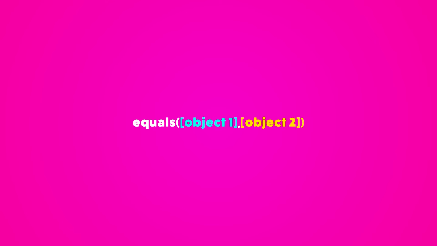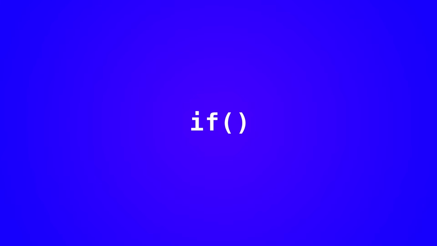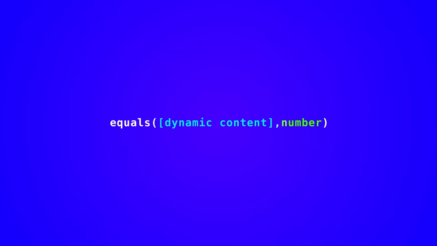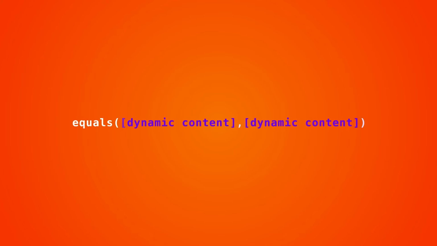The equals function compares two values and returns a true or false result. This function is commonly used with the if function, which I'll demonstrate shortly. It's important to note that the values being compared must be identical for the equals function to return true. You can use this function to compare dynamic content to a string or number or to other dynamic content.